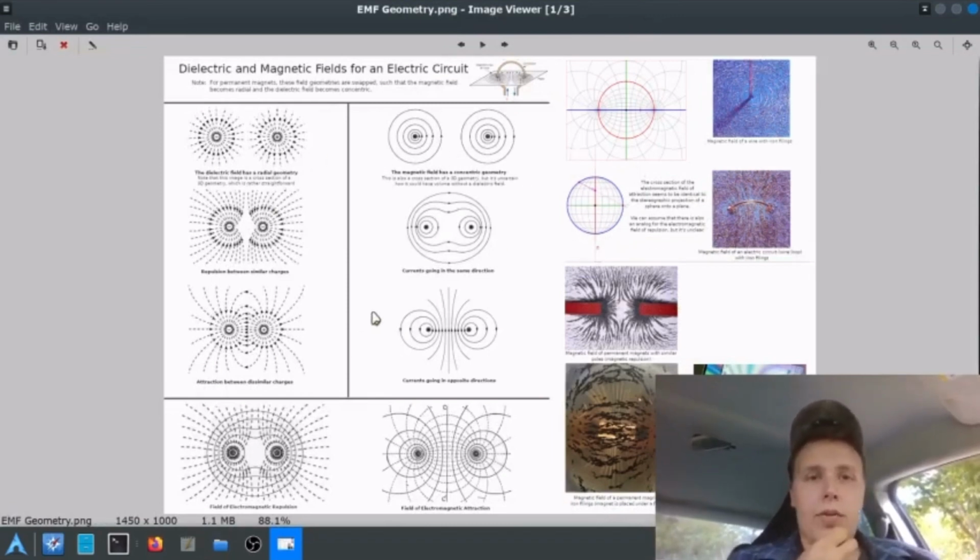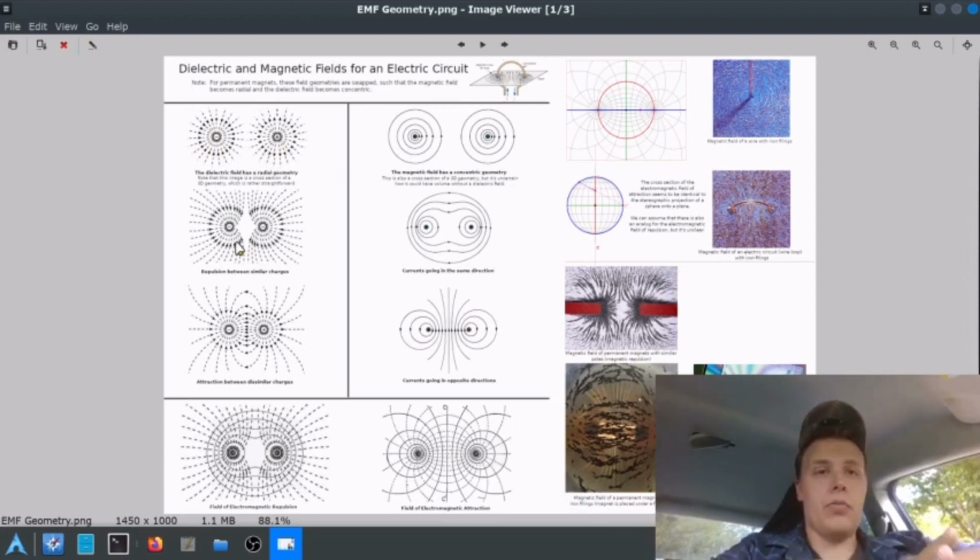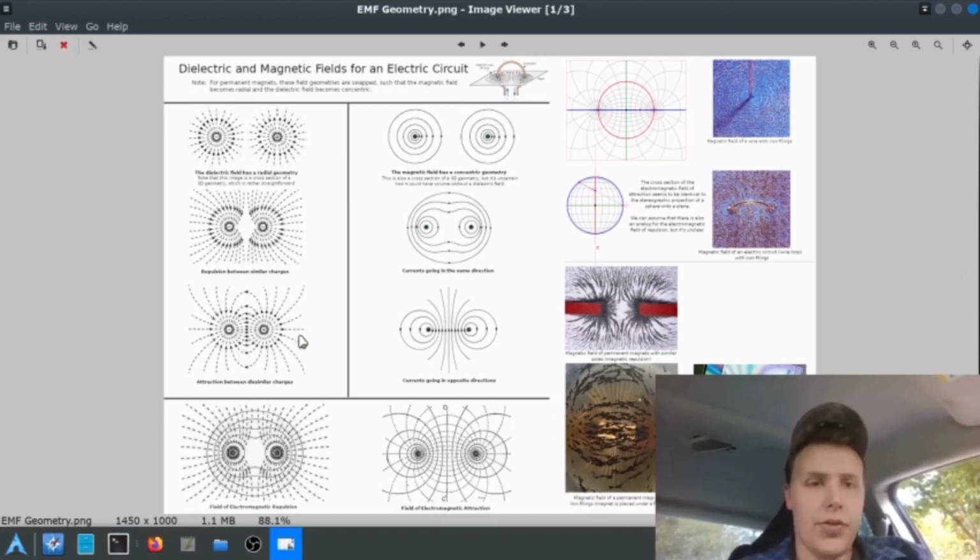So there are two different types of geometries. You have your radial geometries, where you have these lines coming out, and of course like charges repel, so their radial lines tend to pull away from each other. And for dissimilar charges, the radial lines pull towards each other and kind of cancel each other out. And so you end up with this geometry.